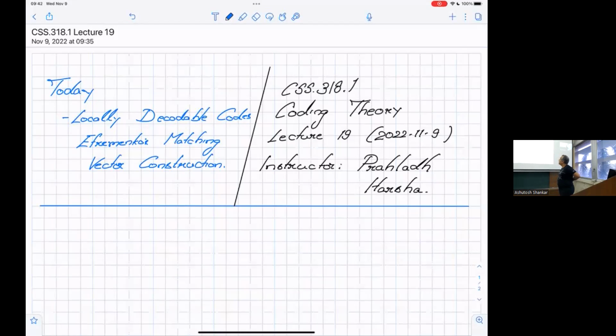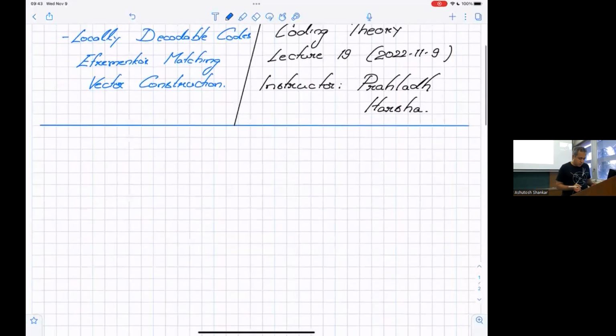Okay, so welcome to lecture 19. The topic of today's lecture will be a new thing in coding theory called locally decodable codes. Without much ado, we already saw a flavor of this last time when we were talking about Reed-Muller code decoding. We saw that they had a local decoding feature. We will now more explicitly spell out what locally decodable codes are.